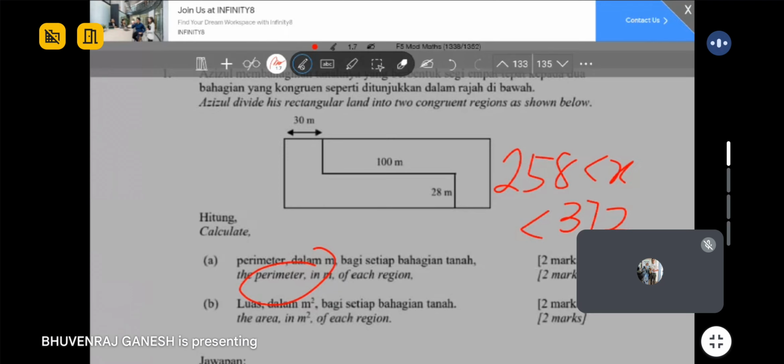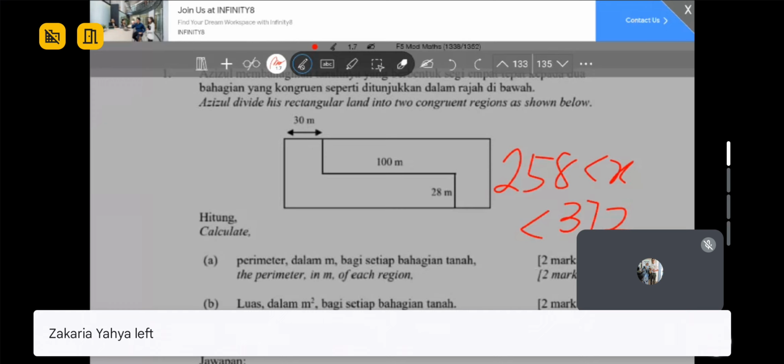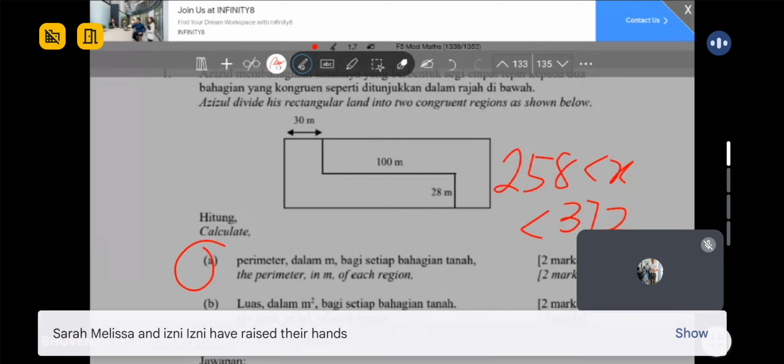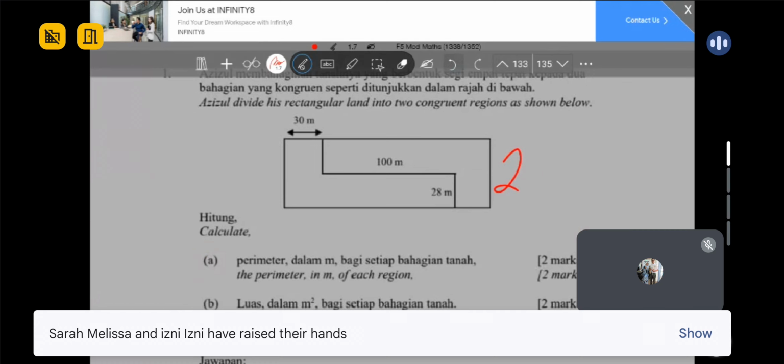So anyone else want to try? Apa jawapan dia? Perimeter. Siapa kat sini tak tahu macam mana nak jawab soalan A? Who don't know how to do? Boleh angkat tangan? Siapa tak tahu? Okay, ada juga. Okay, I explain now guys. While you all try, saya bincangkan dengan kamu semua.